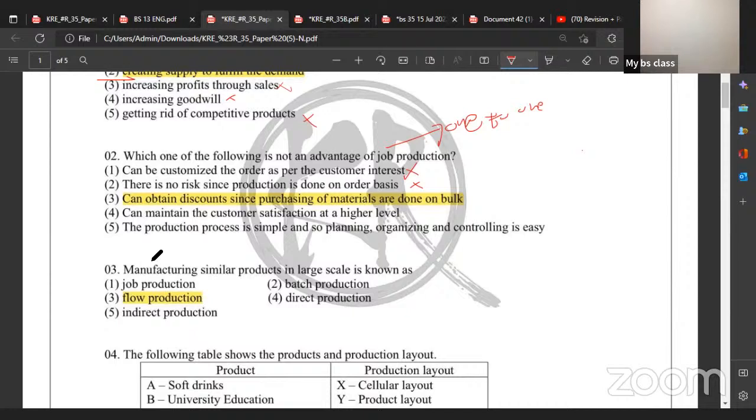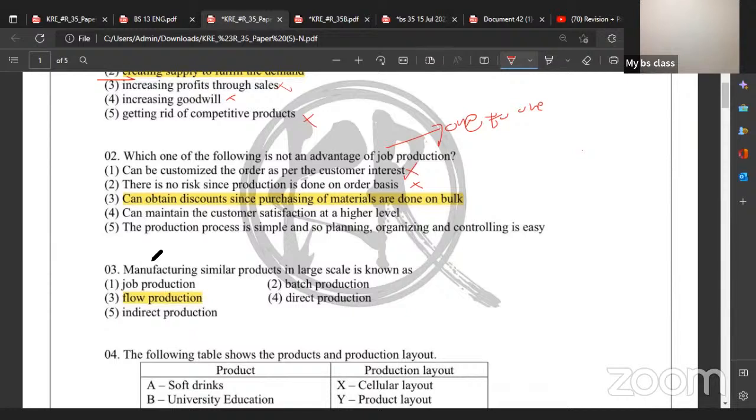The production process is simple and so planning, organizing. Yes, I would say so, because that's something you can easily start. If you move from batch to flow production, you need high value investments, right? Highly high-tech machines for your production. But this is simple, where you take the orders and you do your production.